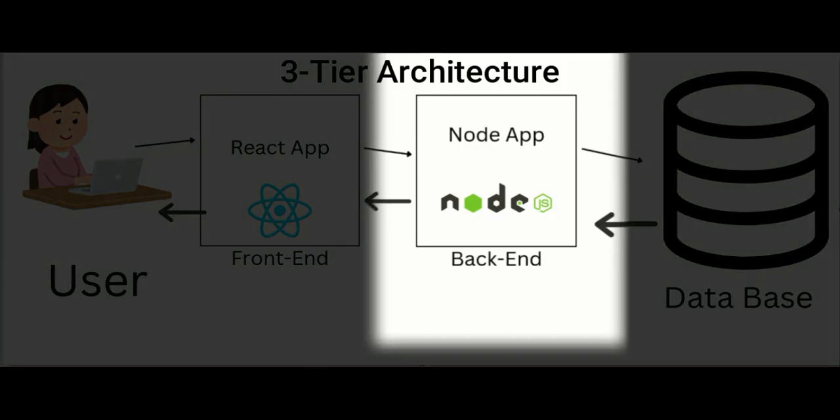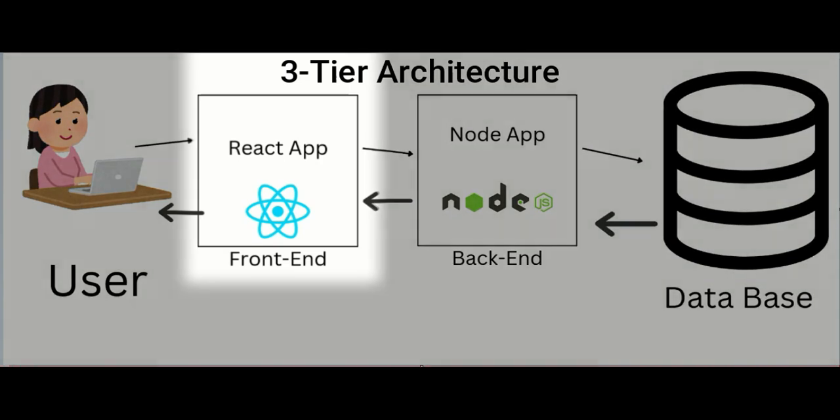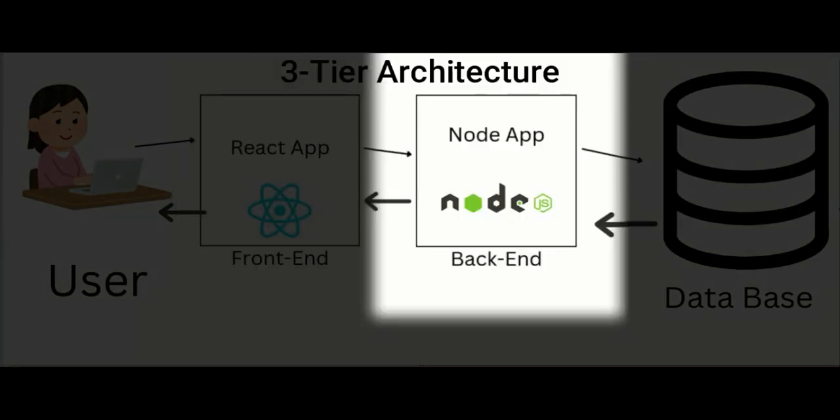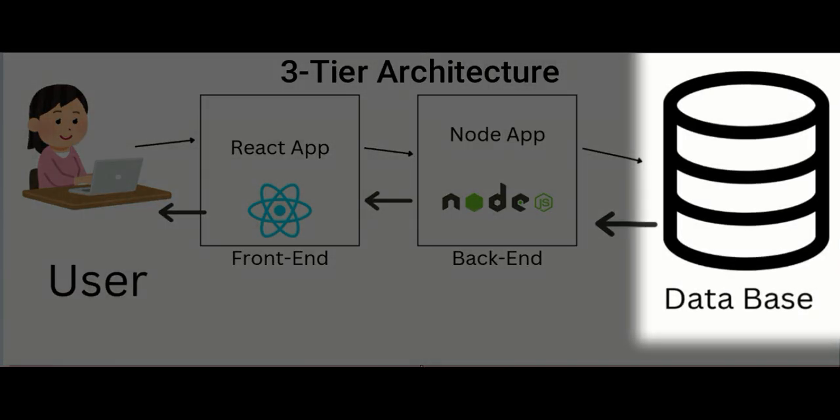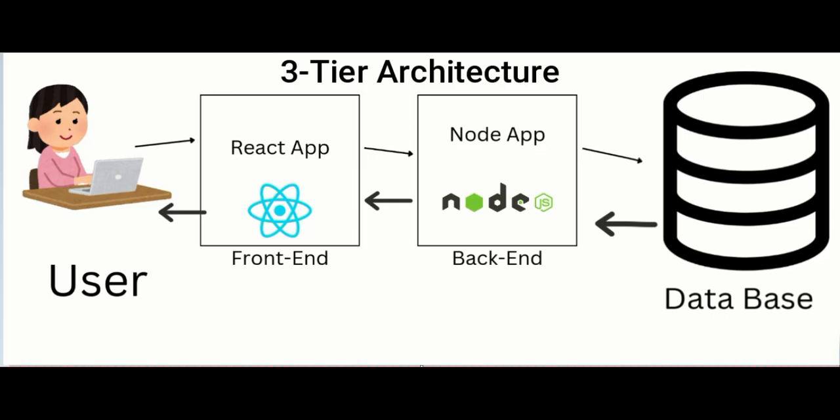Here is what happens. Let's see step by step. When the user clicks on the product, the front end sends a request to the backend. Then the backend processes this request, it might validate and authenticate, and then the backend queries the database for the required information. The database retrieves the requested product details and sends them back to the backend. And finally, the backend sends this data to the front end, which displays it on the user interface or the browser.